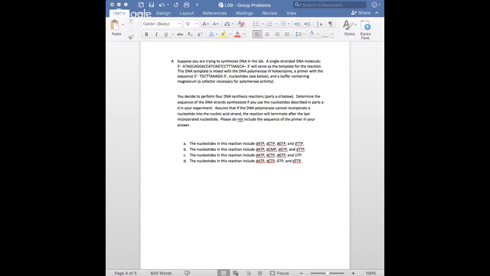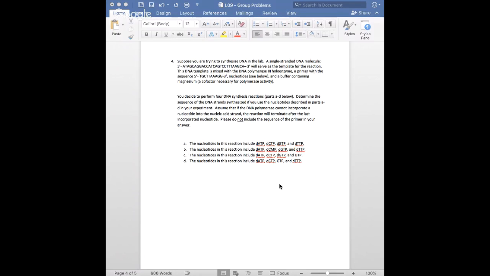And then same thing for B, we're using the A, C, G, and T nucleotides. So again, I just started with that 3', went to 5', and paired them together to make that DNA complementary strand. And for C, we're using the A, C, G, and U nucleotides. So A is going to pair with U, T is going to pair with A, G is going to pair with C, and C is going to pair with G. So I just made that complementary strand here, 3' to 5', and made that complementary RNA strand.